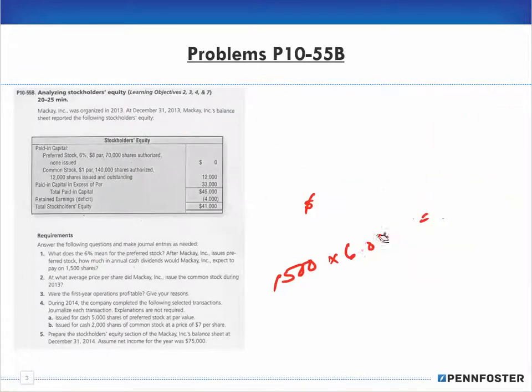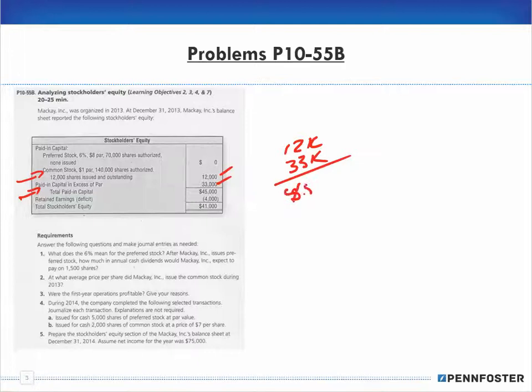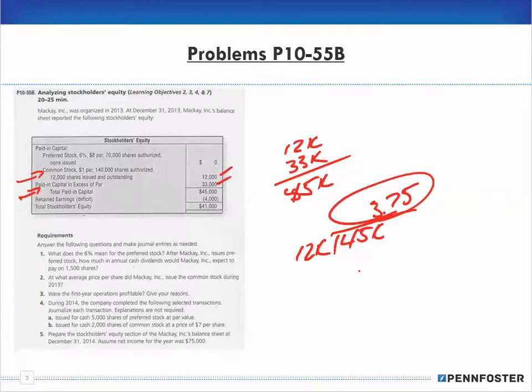Number two. For some reason, I seem to be moving slow today. At what average price per share did McKay issue the common stock during 2013? I'm looking at my common stock and my paid in capital. I have the $12,000 for the common stock and $33,000 for the paid in capital in excess of par, which gives me $45,000. Then I take the $45,000 and divide it by the number of shares issued and outstanding, 12,000. When I divide one by the other, I end up with $3.75. That's the average price per share of the stock.